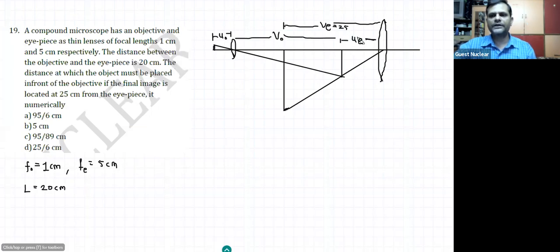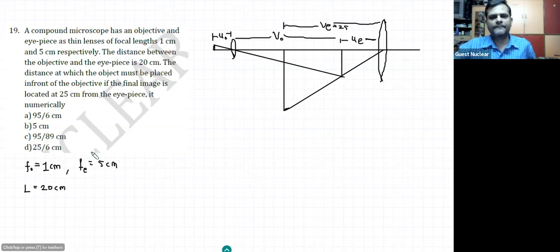UE from VE, then and only then can we find out this VO here. And then once we find out VO, we will be able to find out this UO in this case, which is to be found out here. Okay, the distance at which the object must be placed in front of the objective. That means what we have to find is UO. So what will our strategy be? First we have to use VE to find UE, use UE to find VO, and after that we will get UO.